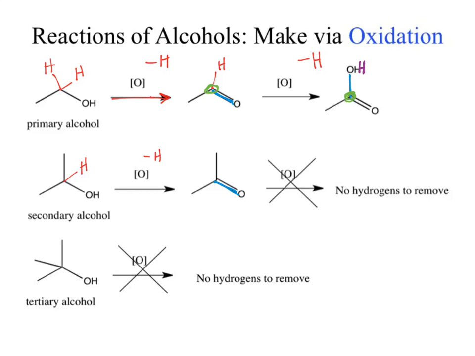So when we're looking at the reactivity of our alcohols, it's important to classify them as primary, secondary, and tertiary. Our primary alcohols have the potential to oxidize twice. Our secondary can only effectively go once, and our tertiary just don't have the ability at all.